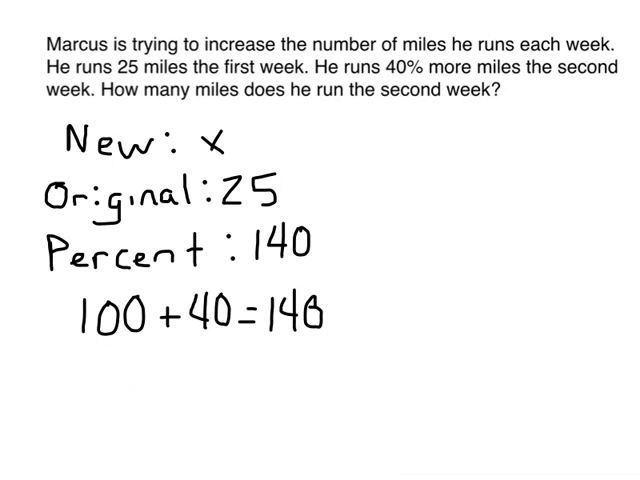We don't know the new amount, or the number of miles he runs after an increase. The original amount is the number of miles Marcus ran last week, or 25. The problem tells us that it's a 40% increase, so we need to add 100, our original percent, plus 40% more to find our new percent. Our new percent is 140.